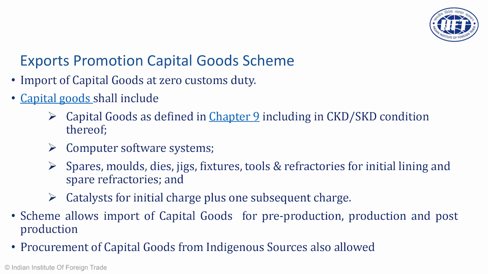Friends, the next scheme is the export promotion capital goods scheme. Just like we had the scheme for inputs, we have this scheme for capital goods. The import of capital goods at zero customs duty, zero IGST and zero compensation cess is allowed under the export promotion capital goods scheme, provided the imported capital good is used to export goods manufactured within 6 years, and at least 6 times the duty saved amount, which is the amount wiped off at the time of import of goods, has been exported.